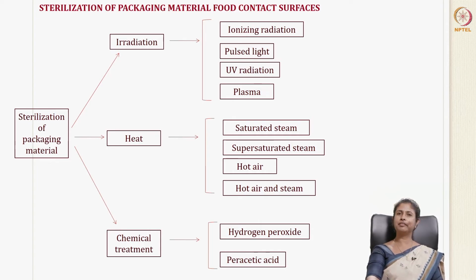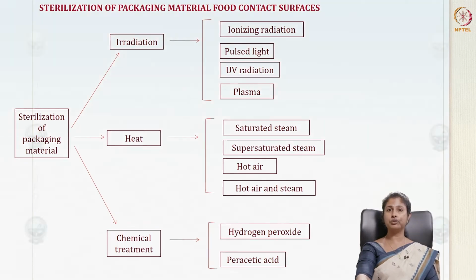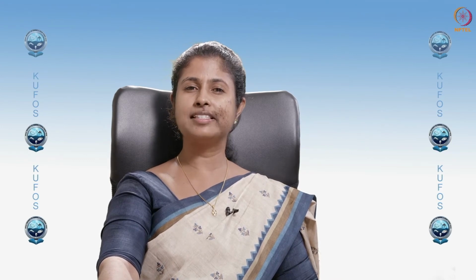So that we have come to the end of the aseptic packaging technique. We will discuss this further in our next module, where we will also discuss the equipment, or the machinery, used in aseptic packaging. We'll move on to the second one, which is modified atmospheric packaging.